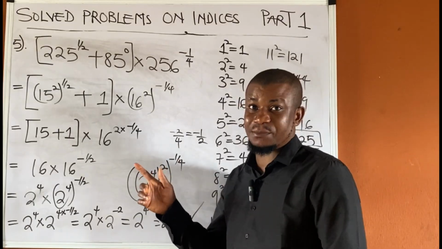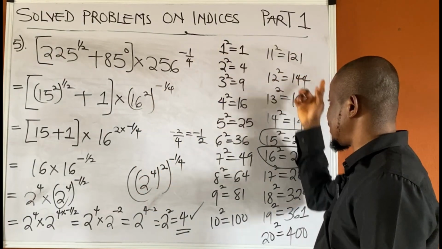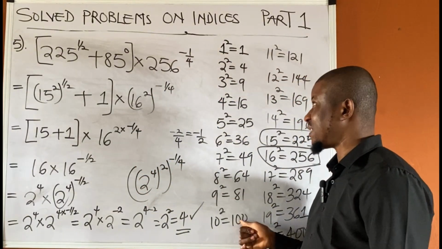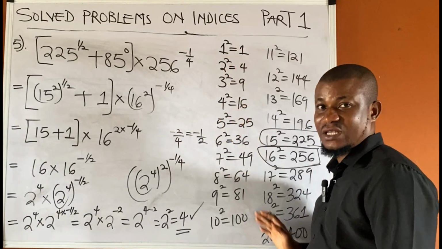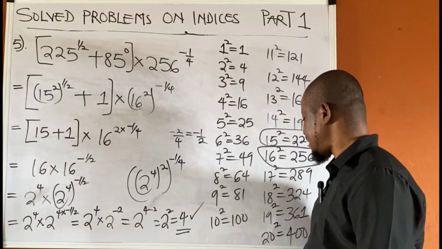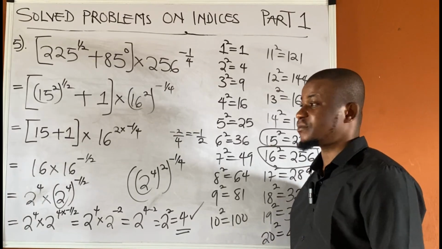Before we go to the next problem, please look back at this and ensure you've mastered these values here, the perfect squares from 1 to 20. It will do you good if you master the perfect squares from 1 to 20.